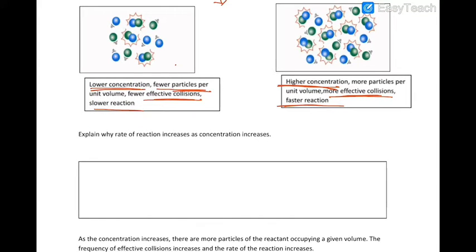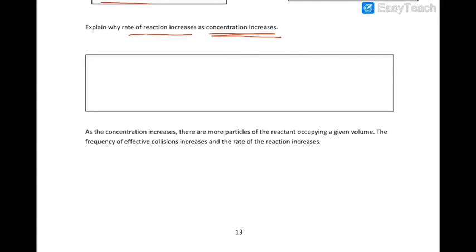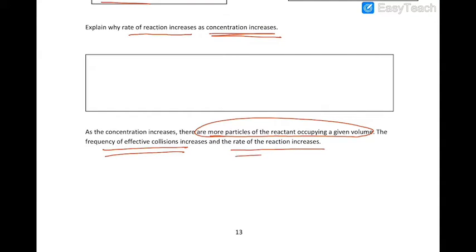So explain why rate of reaction increases when concentration increases. When concentration increases, there's more particles occupying a given volume. The frequency of effective collisions increases and the rate of reaction increases. Okay, so there's 3 elements of answer here: 1, 2, and 3.